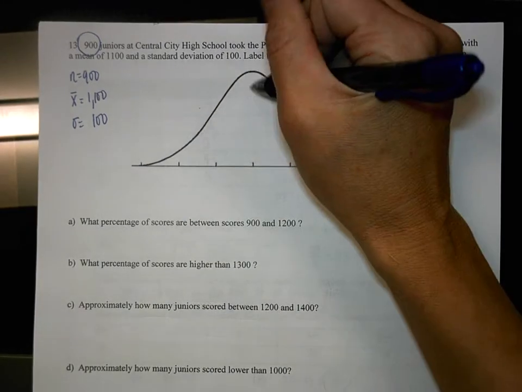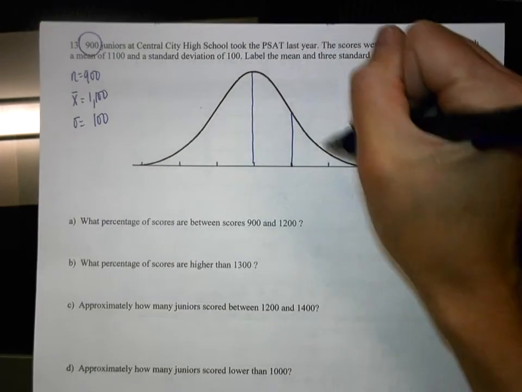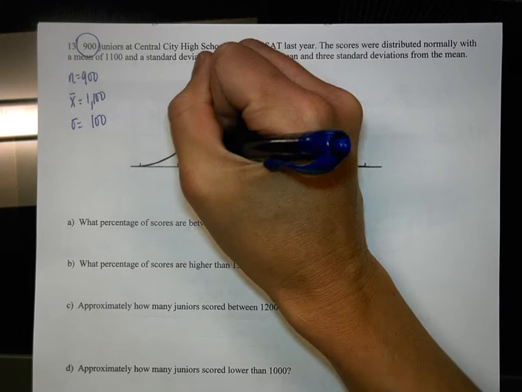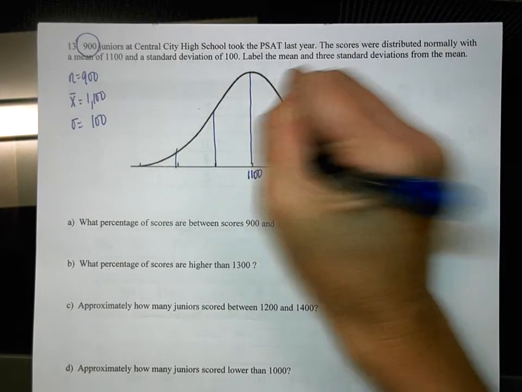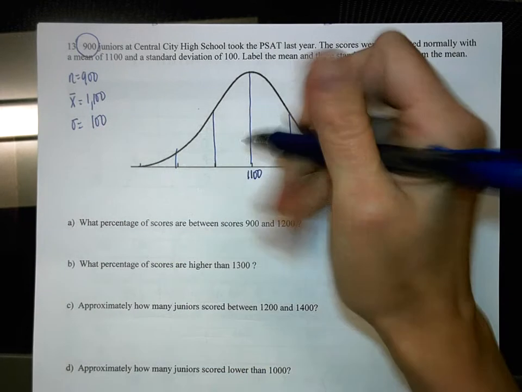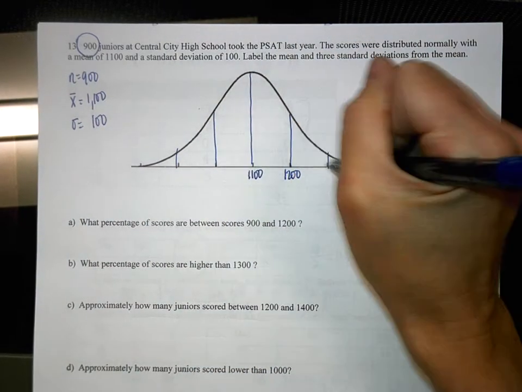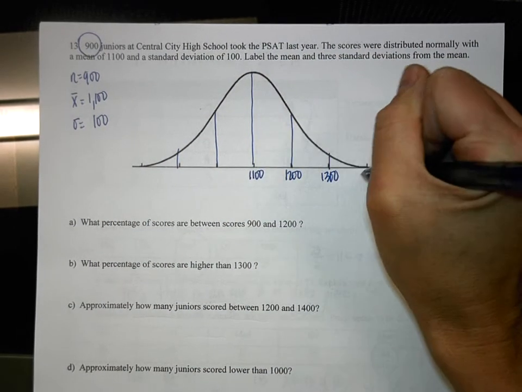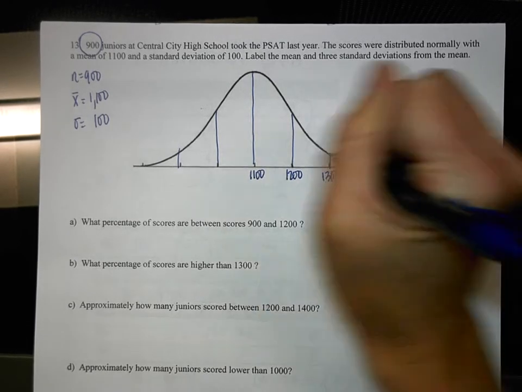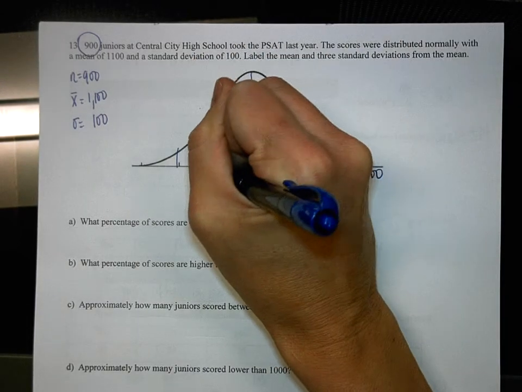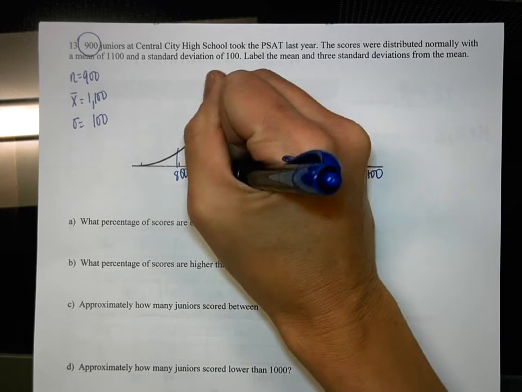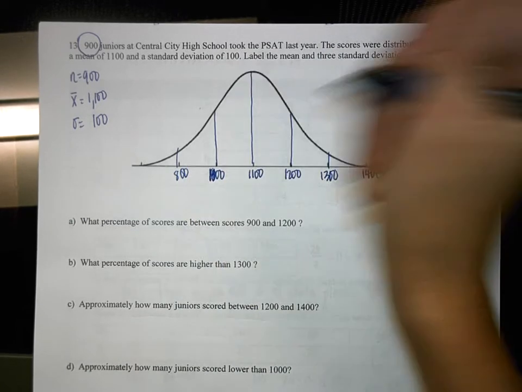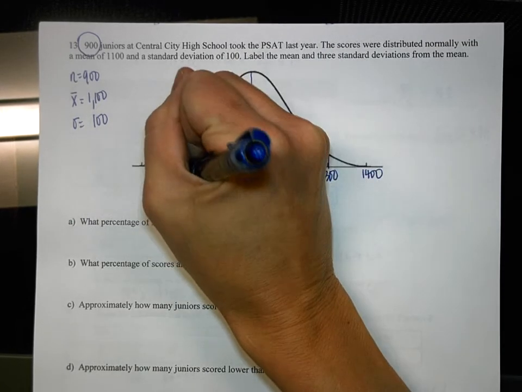Okay, so I always like to mark these so it's easier to see what's going on here. So our mean is 1100. I'm going to go ahead and write 1100 right there. And then going up by 1 standard deviation, we add 100. So I have 1200, 1300, and 1400. And then going backwards, we subtract 100. And so we'd have 1,000, 900, and then 800.